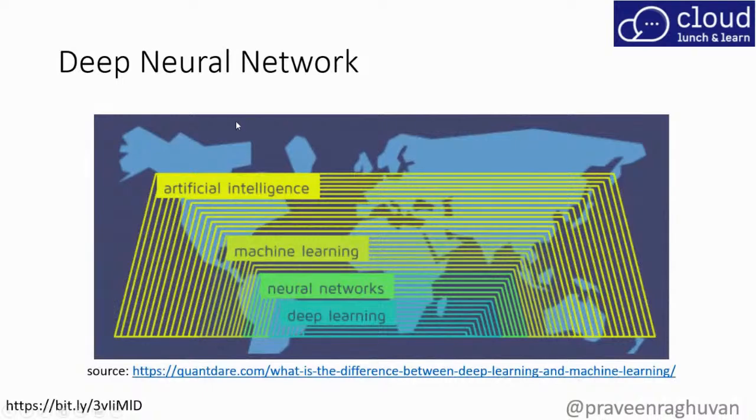Now coming to deep neural networks. When we talk about the deep neural network, I want to explain where it fits within the ecosystem of artificial intelligence and machine learning. If you look at this diagram, you see that artificial intelligence is a superset of everything, which is about achieving human intelligence. It's more about how humans work, and achieving that scale of intelligence can be categorized under artificial intelligence.